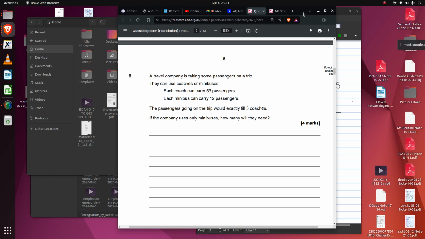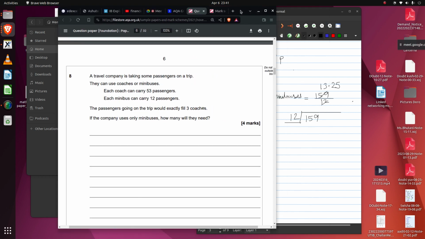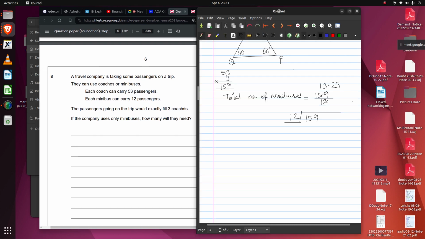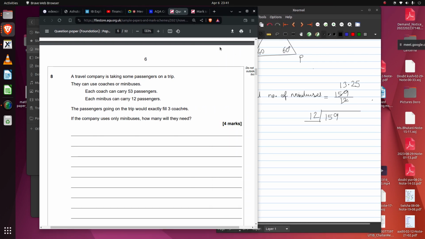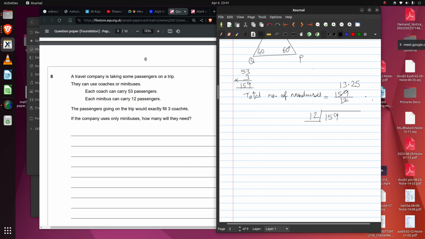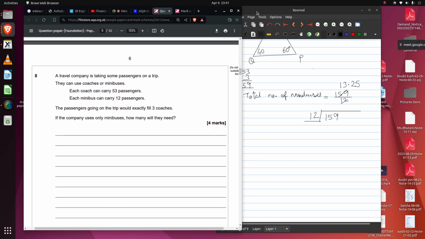Yeah, I got 13.25. Exactly. Which means I need 13 minibuses and a fraction of a bus more, right? But in real life, there is no fraction of a bus, correct? So in total, how many buses do we need? Oh wait, then we can't fit all the passengers if you take only 13 minibuses. You have to take total how many buses?